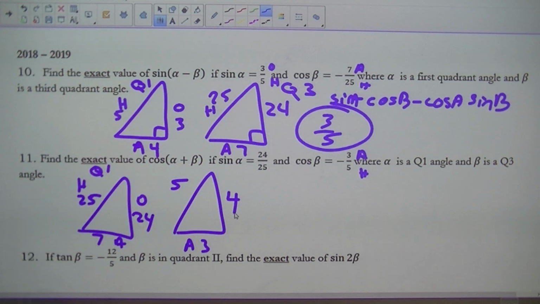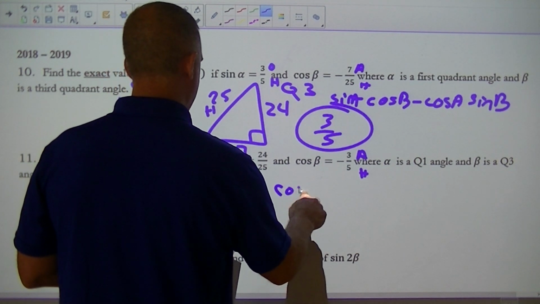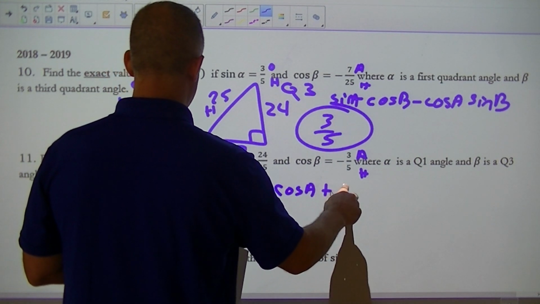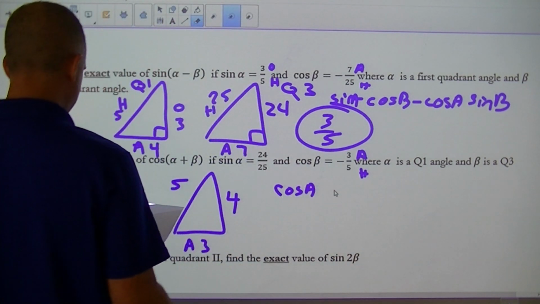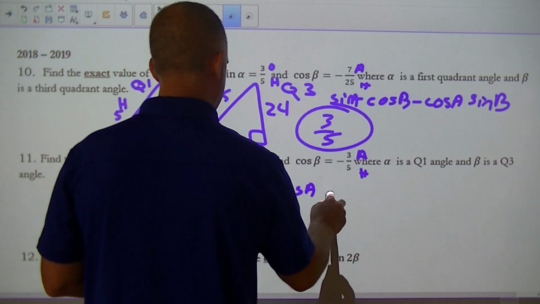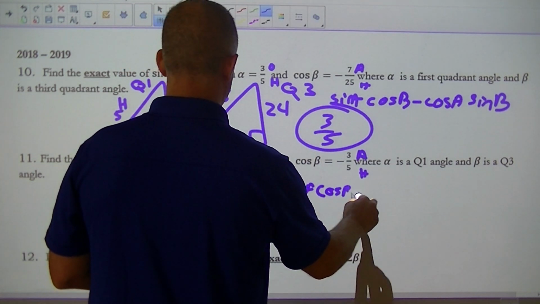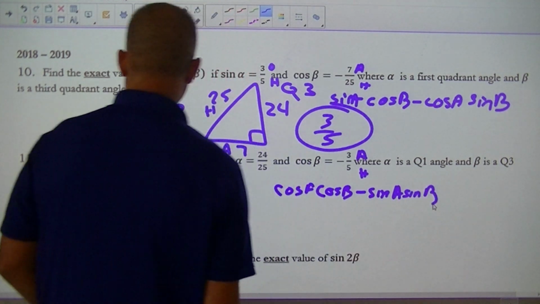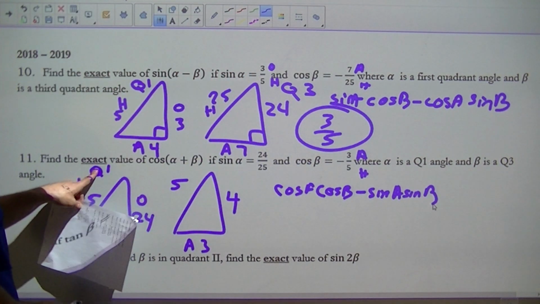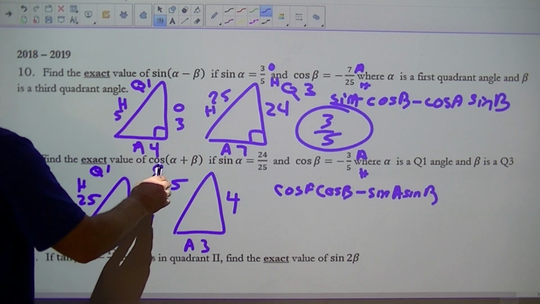All right, now I want to do cosine A plus B, which is cosine A times cosine B minus sine A sine B. Cosine of the A triangle is going to be positive. These other ones will be negative because they're quad 3s.